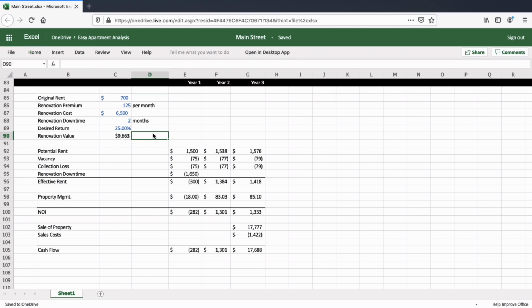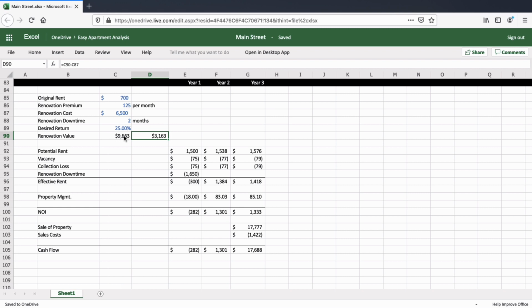Well, let's just subtract the 2. Equals renovation value minus the renovation cost. So the and then some is $3,000. So ultimately, what this number, renovation value, says, we'd be willing to pay up to $9,600 in renovation costs to get our desired 25% return. If it costs more than $9,600, we would pass on doing the renovations because we get less than 25% return. So our difference here is $3,100. The difference between the cost and what we're willing to pay ultimately if we had to.